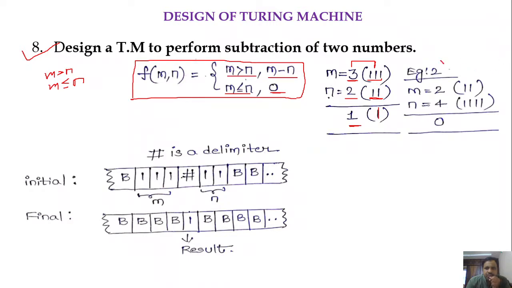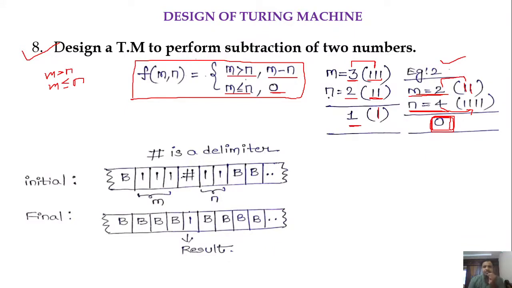Okay, so this is one case. Next, case 2: here I am considering the m value as 2 and n value as 4. So I have represented the m value with 1 1, since m value is 2, and n I am representing with 4 ones, because the n value is 4, right? If you observe, m value is less than n, so the result must be 0. That means the input tape must not contain any ones. So it must have something like a 0 symbol on the input tape.